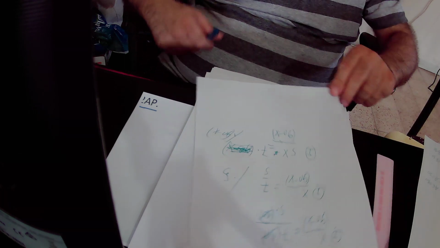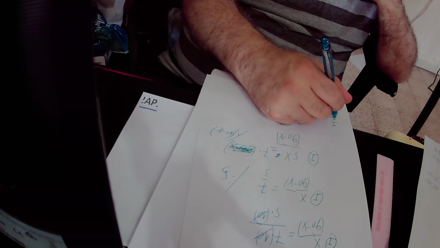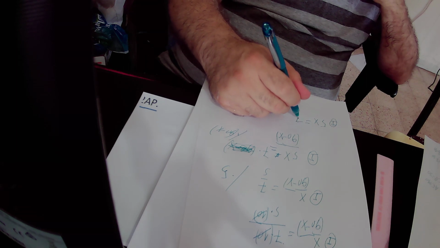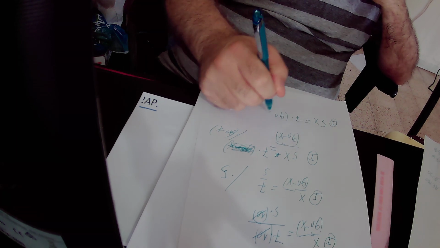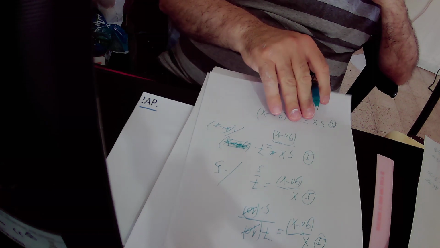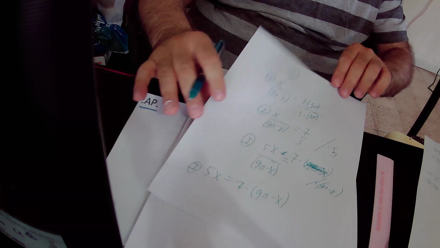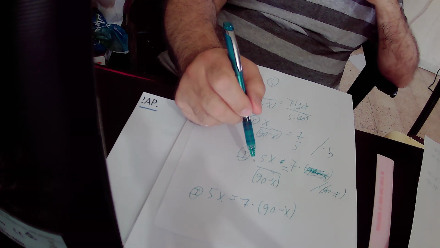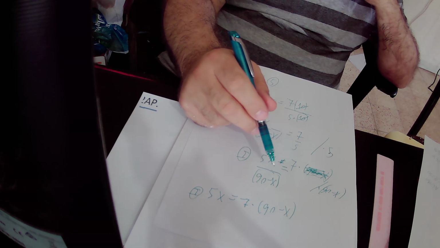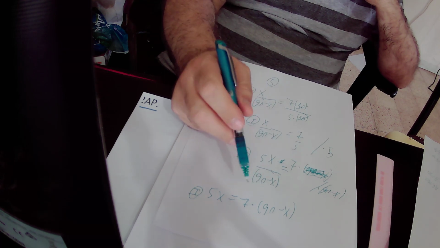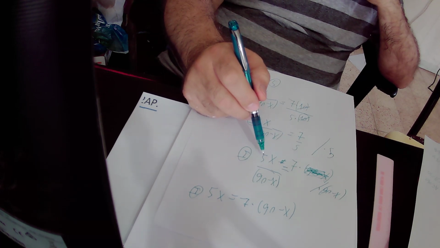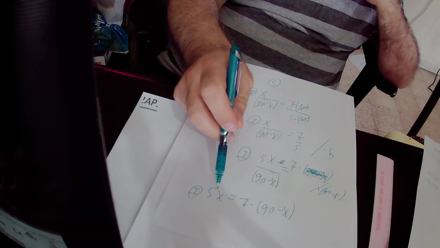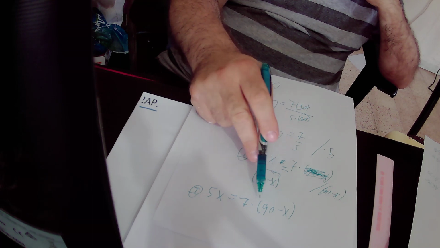So we will get that 5x equals 7 times 90 minus x. Okay, we multiplied both sides of the equation by 90 minus x. 7 times 90 minus x equals 7 times 90 minus x, and 5x divided by 90 minus x times 90 minus x equals 5x. Now we will open the brackets.